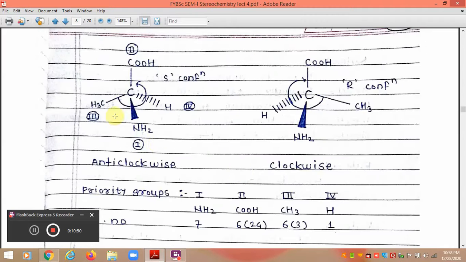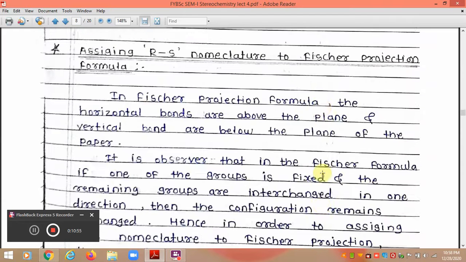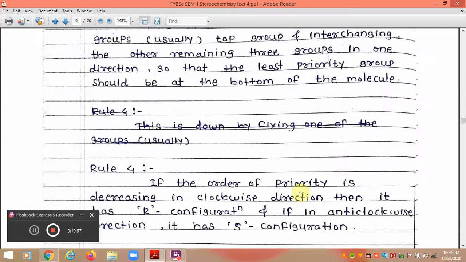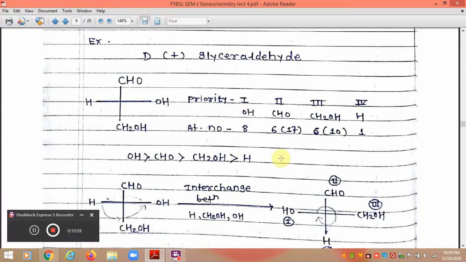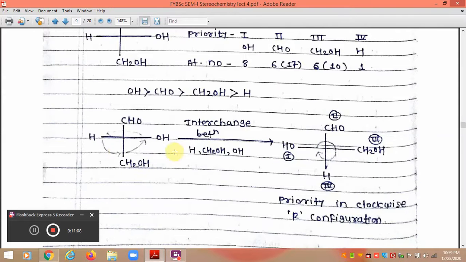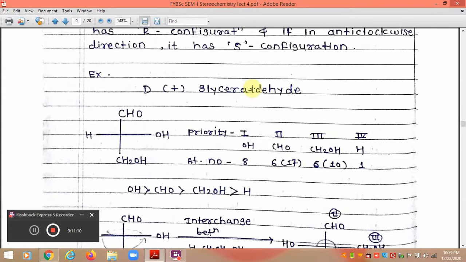Similarly, you can discuss more examples, dear friends. See the decreasing order of these four different groups attached to the asymmetric carbon atom, and based upon this, definitely we will be able to assign the configuration to any asymmetric carbon present in the molecule. Definitely, this type of question can be asked to you: determine the configuration.